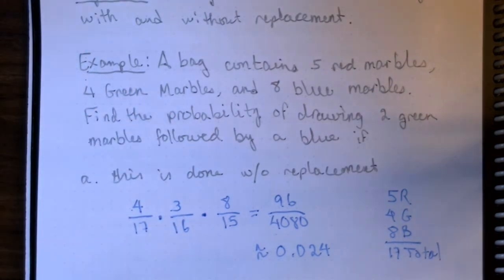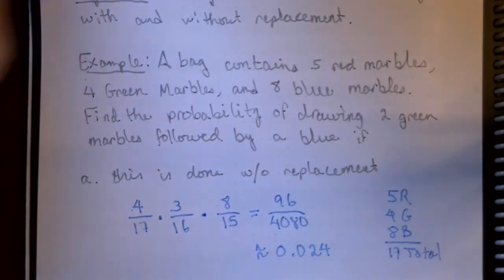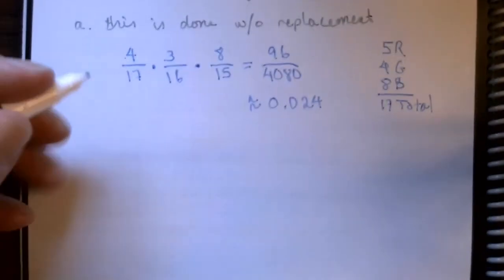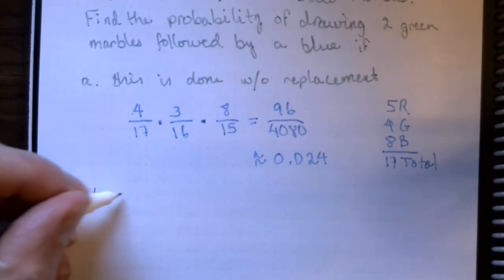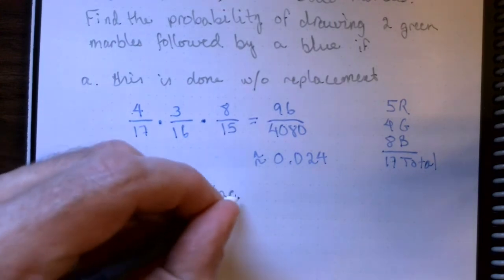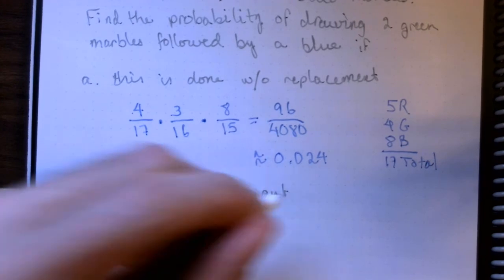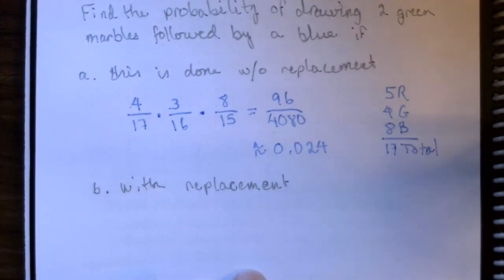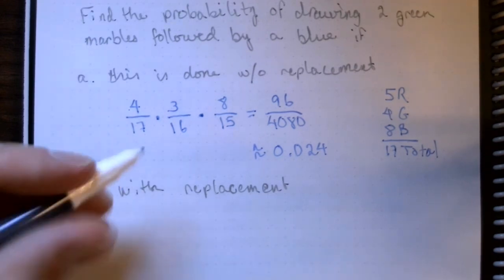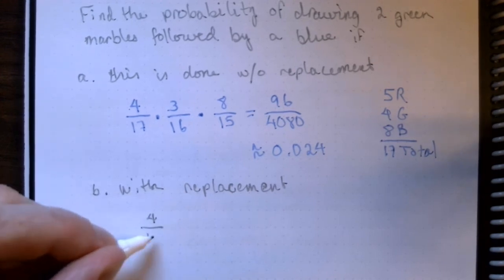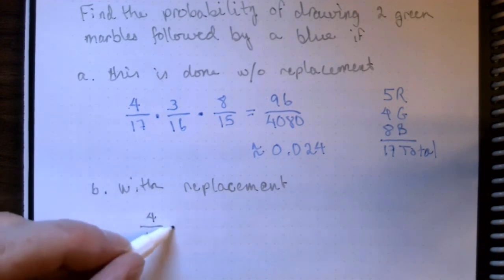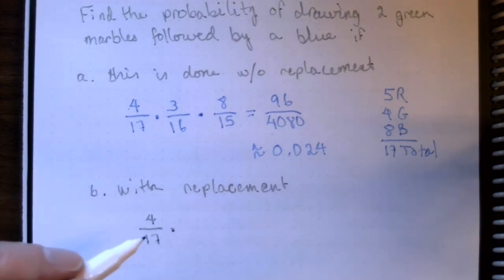Okay, now that's the situation if we do this without replacement. In other words, we keep the marble out. Let's see how the situation would be different if we repeat the experiment, but we do it with replacement. Okay, we're still talking about drawing 2 greens and then a blue. Alright, so it starts out the same way. You want to draw a green on your first try, you got 4 greens out of 17 total. So you're going to look at that, you're going to write down what you get. You got a green, okay, great.